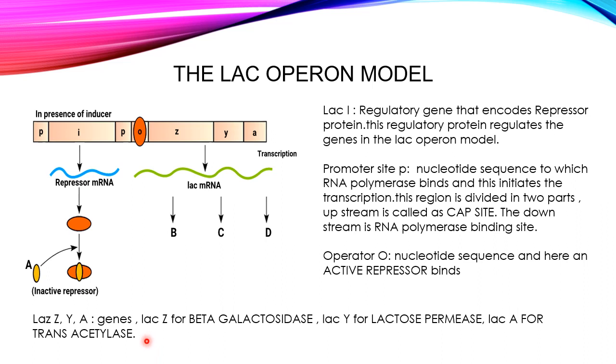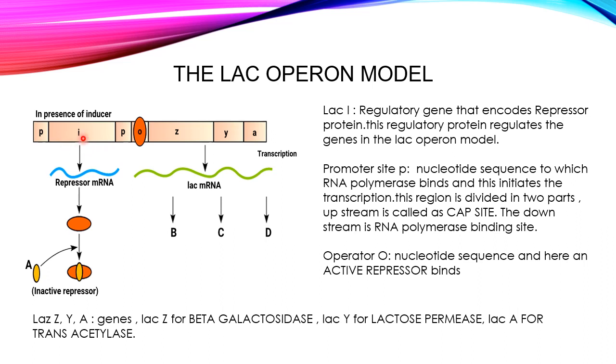So, students, now let us study the structure of the OPERON model. The OPERON model consists of a regulatory gene, which is called LAC-I. This LAC-I is shown here in the diagram. This is the regulatory gene. This regulatory gene encodes repressor protein, that is repressor RNA, and this repressor mRNA is further translated into a repressor protein. Okay, this repressor protein regulates the genes present on the OPERON model.